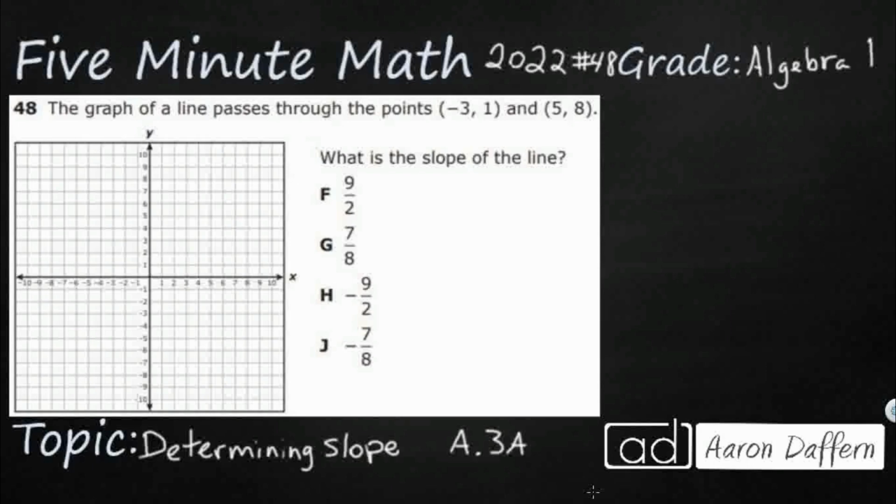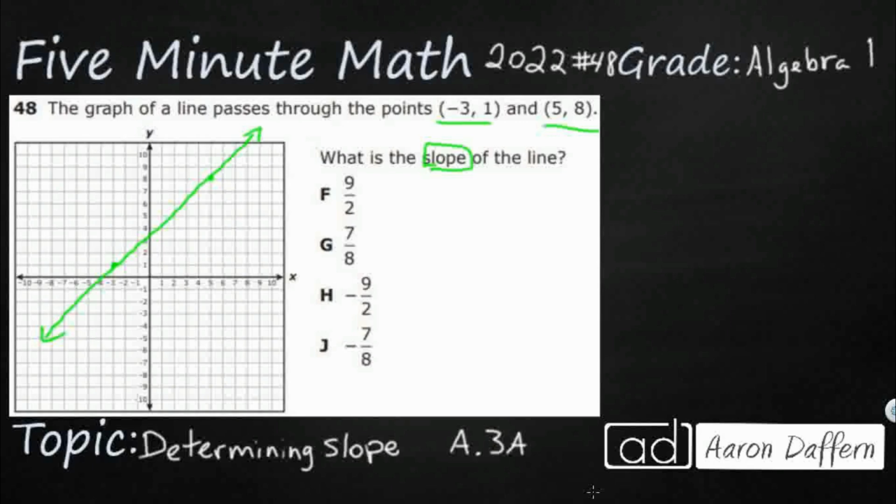So we have a blank coordinate grid here. We've got a line that passes through these 2 points, and we need to find the slope of the line. If we really wanted to, I guess we could graph these points. So -3, 1 is going to be right there. It's not really going to do us much good, but we'll go ahead and put it up there just to make sure that we can at least visualize it. All right, so we've got a line. It looks like we're going to have a positive slope because it's moving up from left to right.